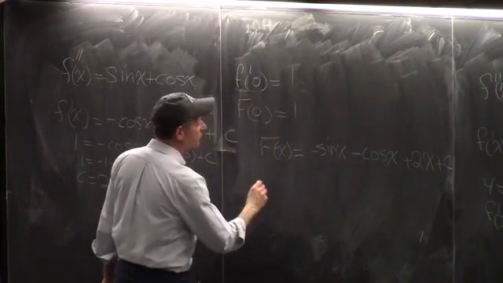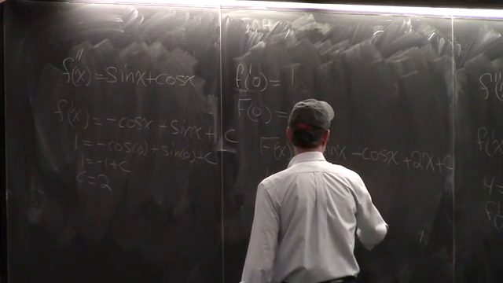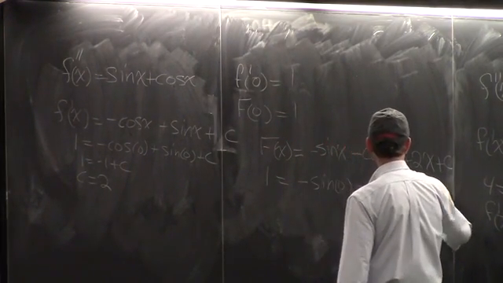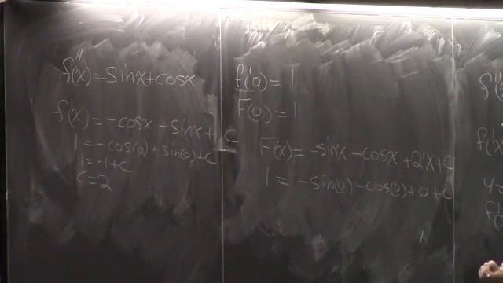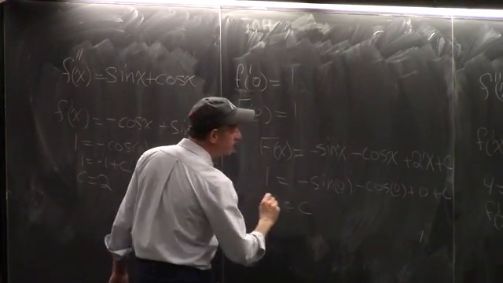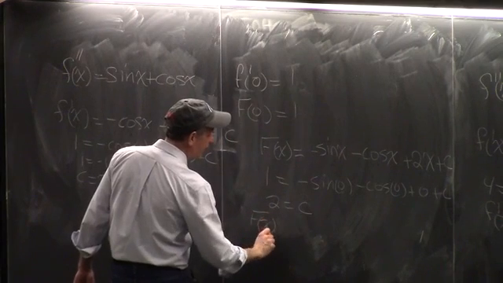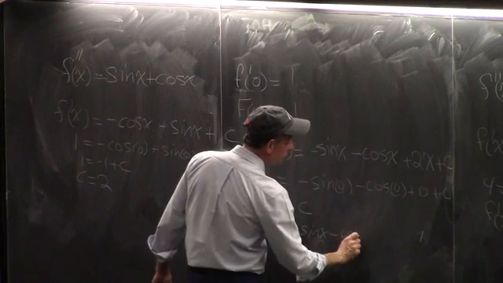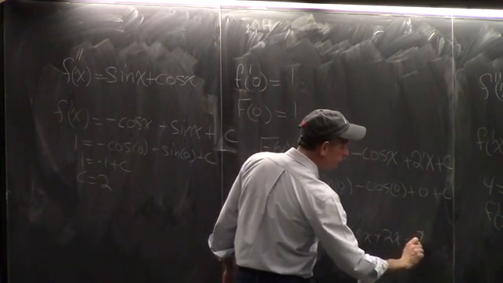And f at 0 is 1, so 1 is negative sine 0 minus cosine of 0 plus 0 plus c. Sine of 0 is 0 and cosine of 0 is 1. So you get c is 2 again. So your function is f of x equals minus sine x minus cosine x plus 2x plus 2.